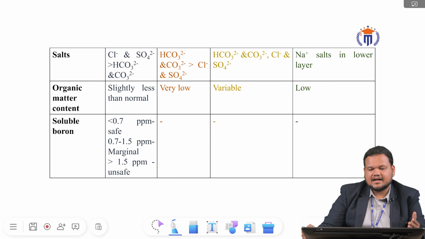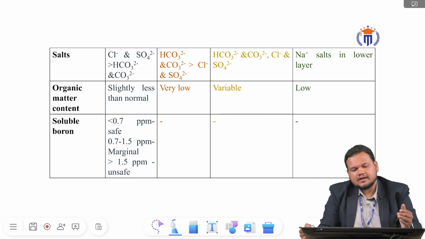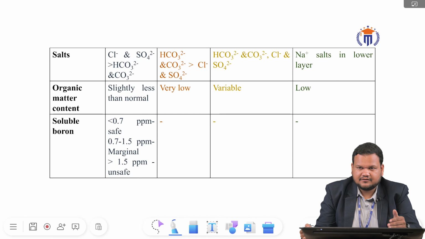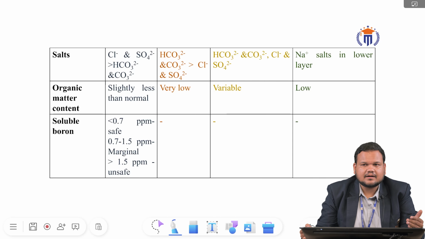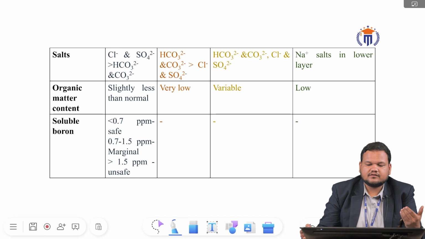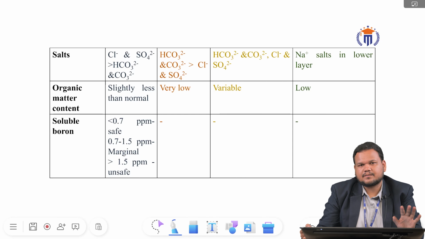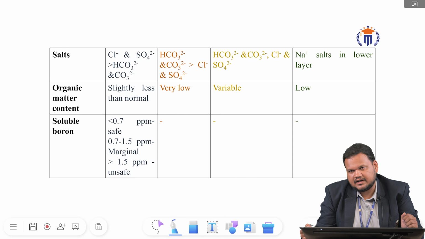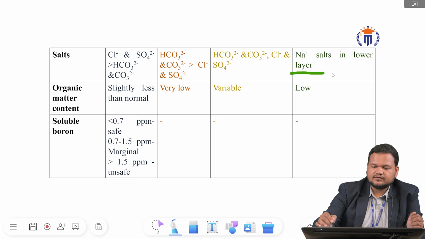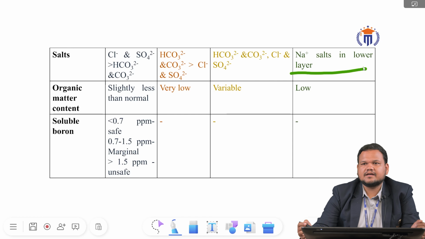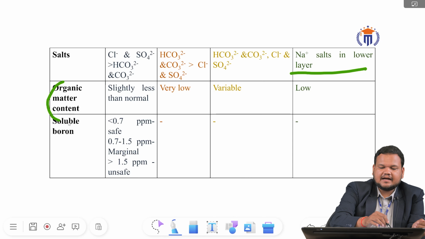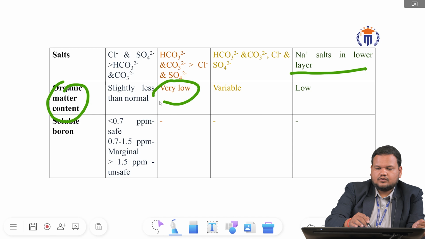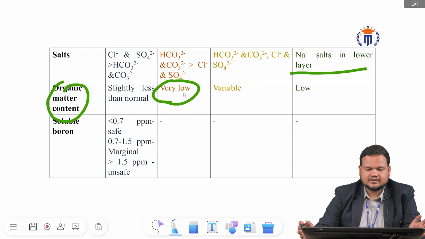So next, coming to your salts that I have already told. These anions, chlorides and sulfates, are present more in case of your saline soil, whereas your carbonates and bicarbonates are more in case of your sodic soils. Whereas in case of saline sodic soils, all these are present almost in equal amount. But in case of degraded alkali soil, the sodium salt dominates in the lower layer. The organic matter content is very low in case of your sodic soils.